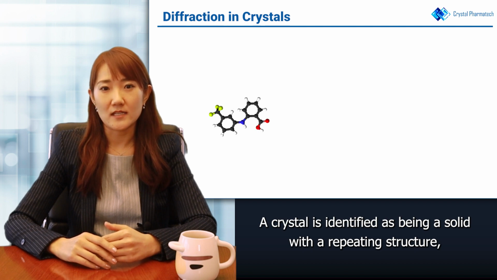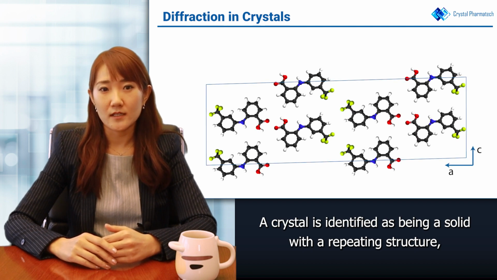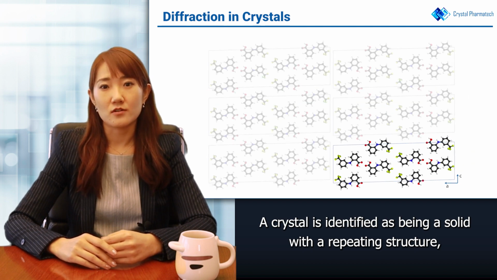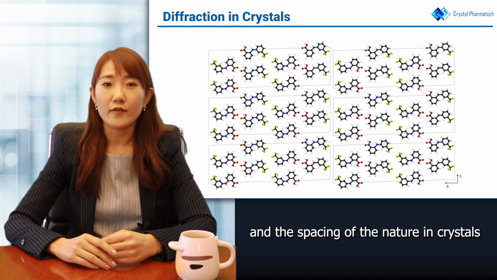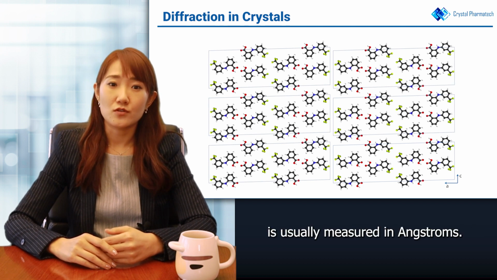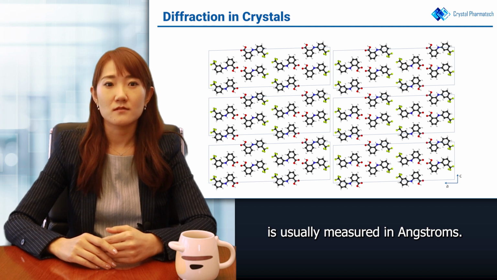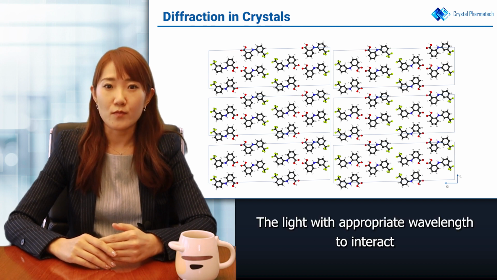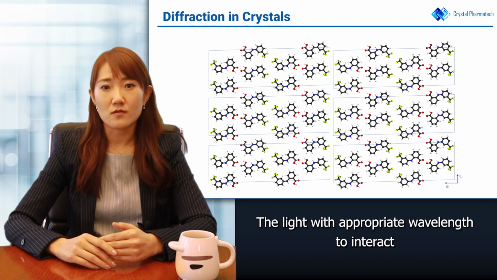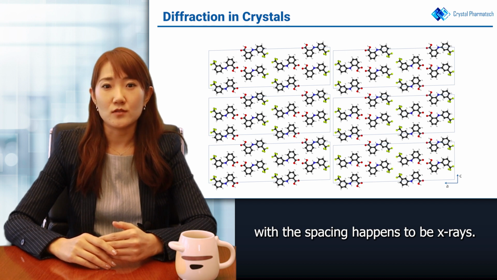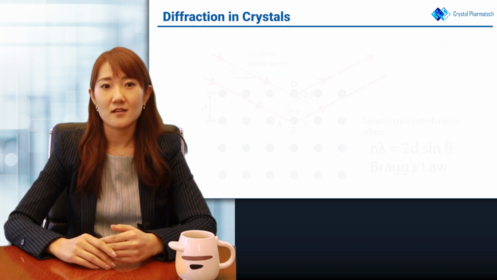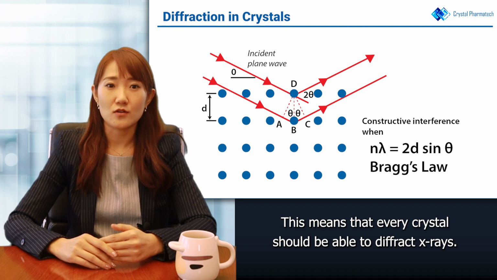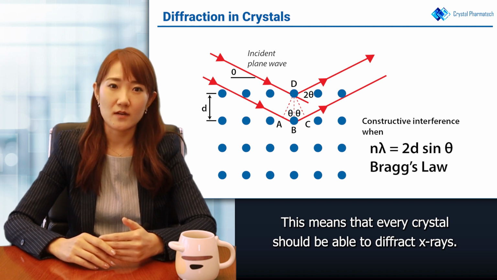A crystal is identified as being a solid with a repeating structure, and the spacing in crystals is usually measured in angstroms. The light with appropriate wavelength to interact with this spacing happens to be X-rays. This means that every crystal should be able to diffract X-rays.